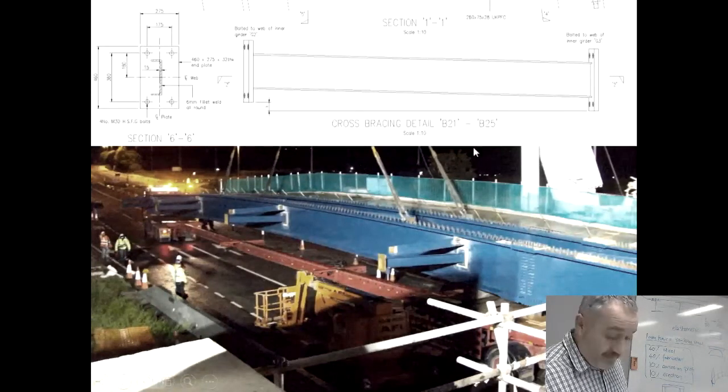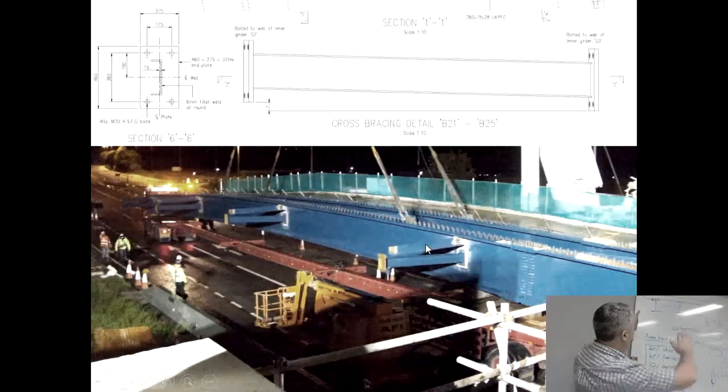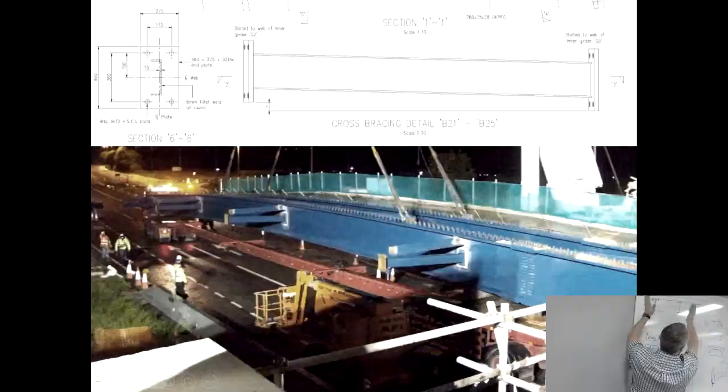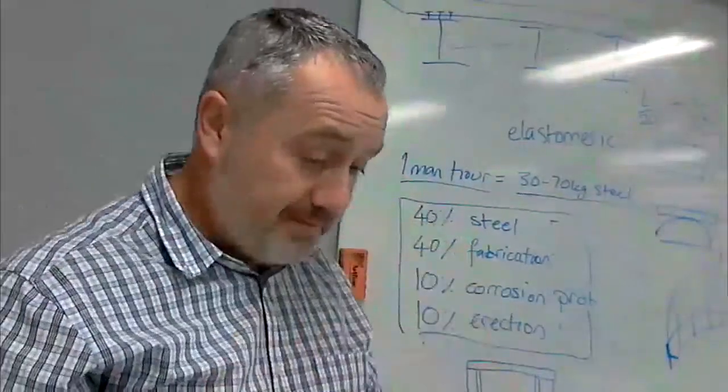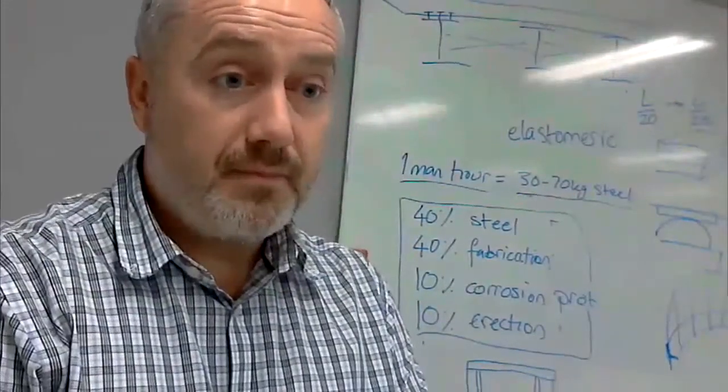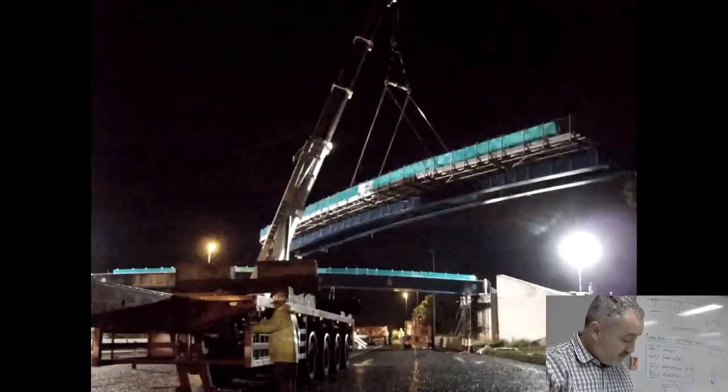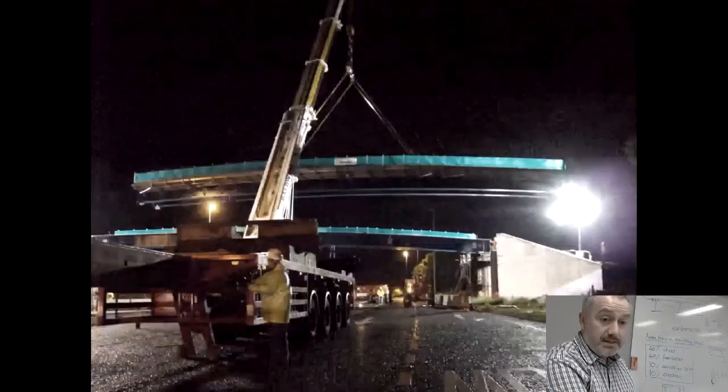So that image there is just showing the cross bracing again, just to make sure that any lateral movement won't make it rack over. So we've got it being lifted into place.